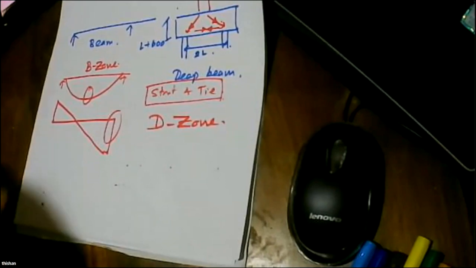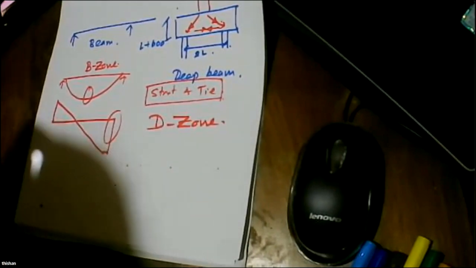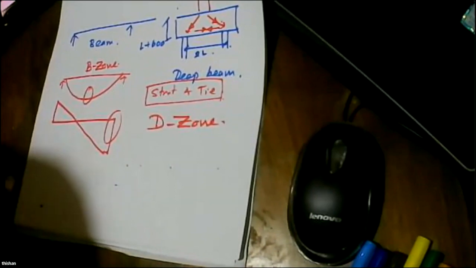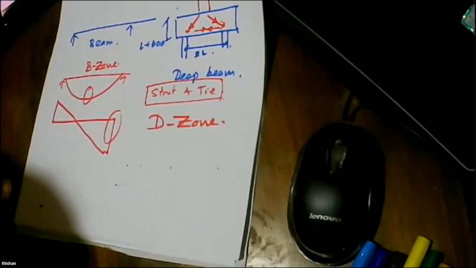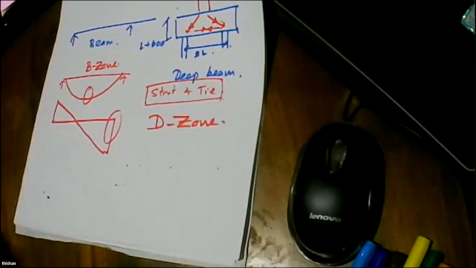A B zone is where Bernoulli's theory is applicable. Plane sections remain plane is applicable. Whereas other places, the D zones, we have to treat in a separate way. Right? And one good example is the design of a pile cap, where we use the strut and tie method. And the strut and tie method can be used in many other instances. I have given a detailed account of that in the note that I have shared.